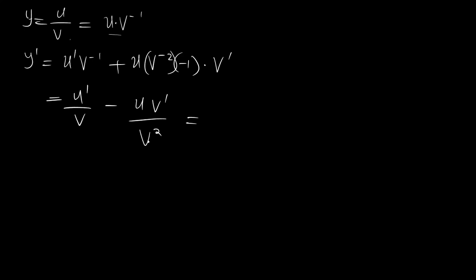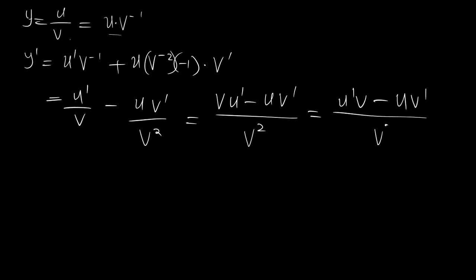So what this will give us is that v square becomes the LCM. So now v divided by v square, you have v u prime minus u v prime. So this is the same thing as saying u prime v minus u v prime all over v square. So that is it.